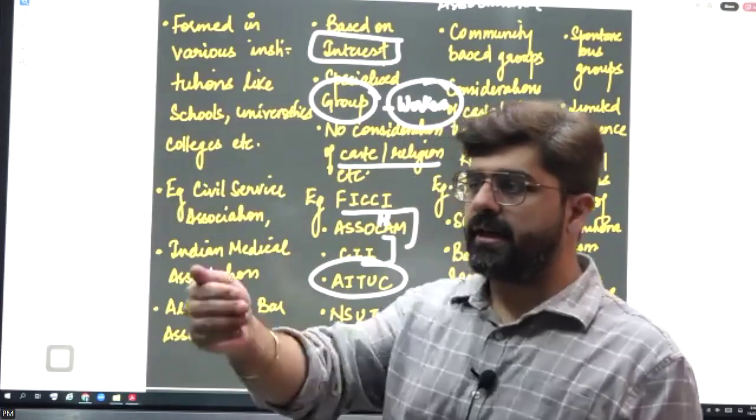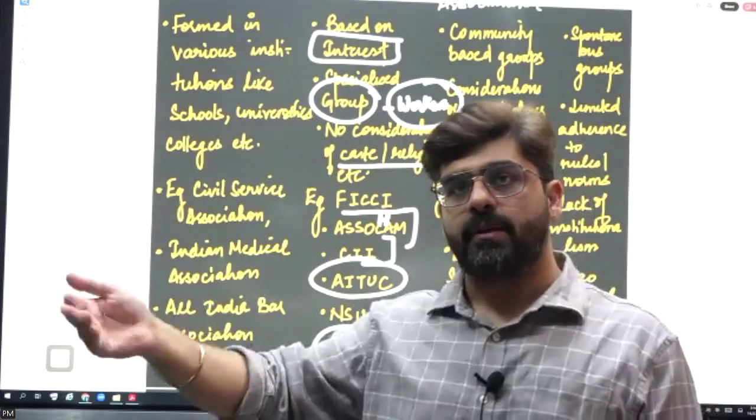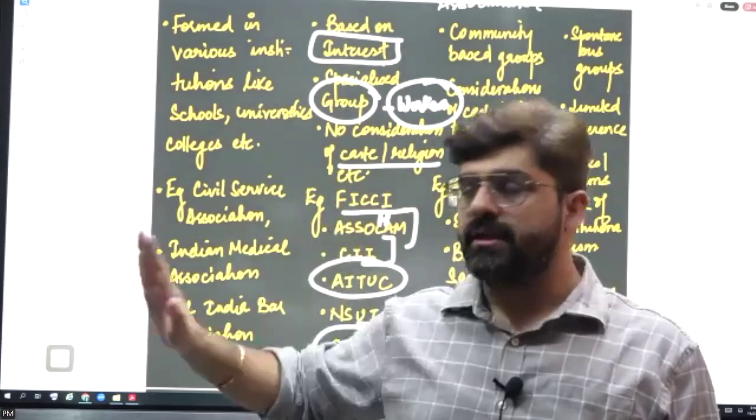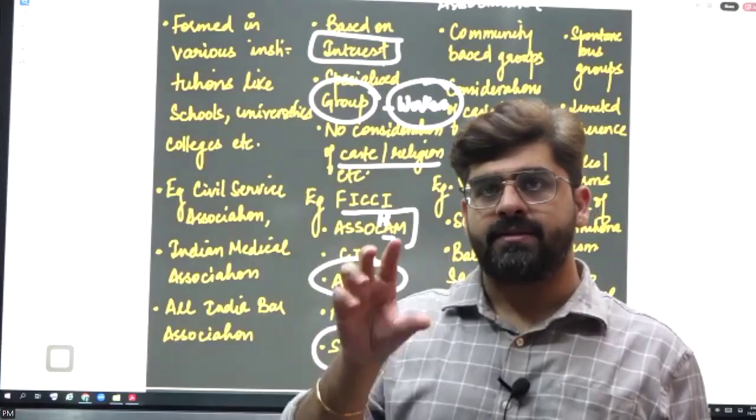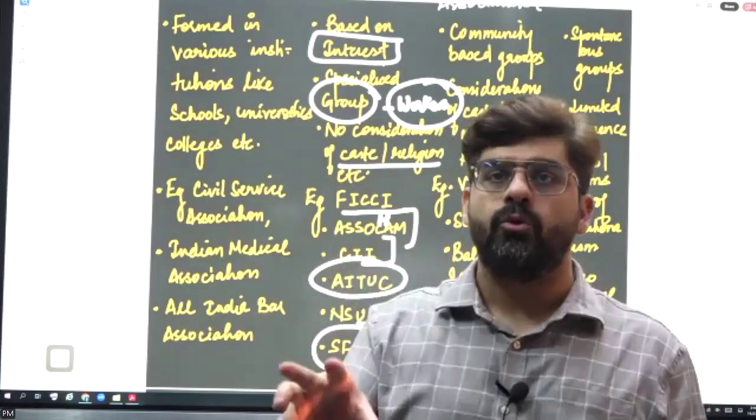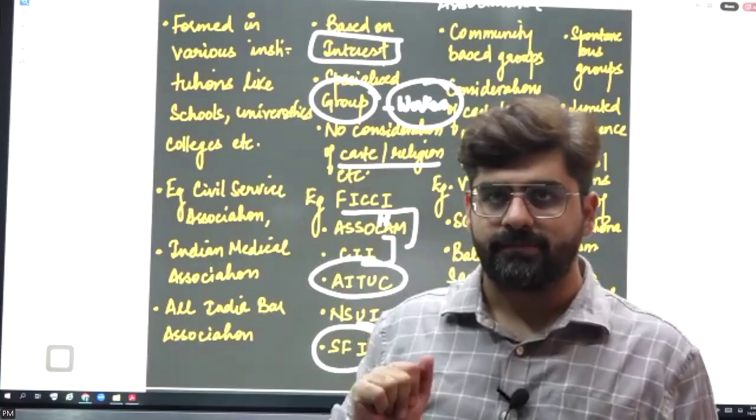व्हाई? अ वर्कर कैन बी अ हिंदू, अ वर्कर कैन बी अ मुस्लिम, अ वर्कर कैन बी अ सिख आल्सो. Religious identity does not matter. Your identity as what work you do, on that basis you create. Okay.